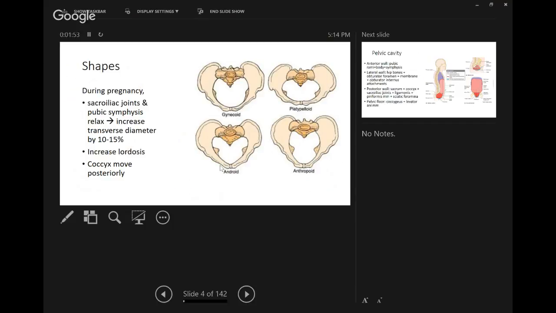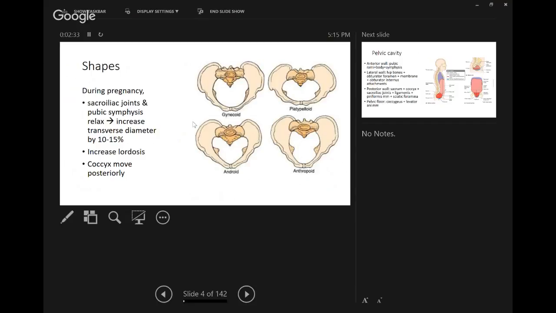With the pelvic girdle, we have different shapes, well, four, but the main ones that you need to be mindful of are just the gynecoid and the android. The gynecoid is the female pelvic girdle, and the android is for the male. There's a table that lists all the differences between them. So the female is just wider and shorter, because it's easier for childbirth, and the male is taller and narrow. So it's pretty much common sense.